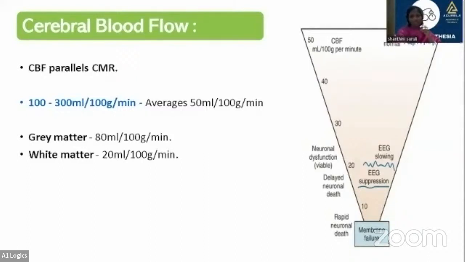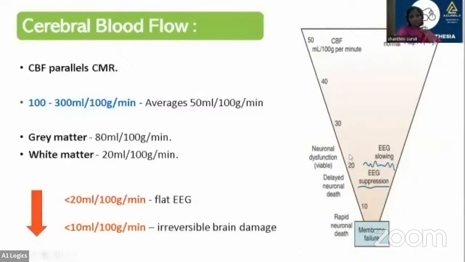In this picture, you can see that as the blood flow decreases from 30 to 20 ml per 100 gram per minute, the electrical activity is reduced, and at less than 20 ml, we get a flat EEG. There is total electrical silence. At less than 10 ml per 100 gram per minute, there is irreversible brain damage with rapid neuronal death.